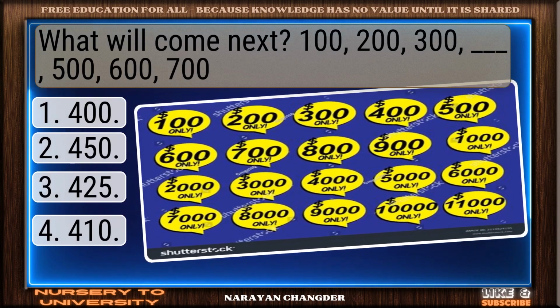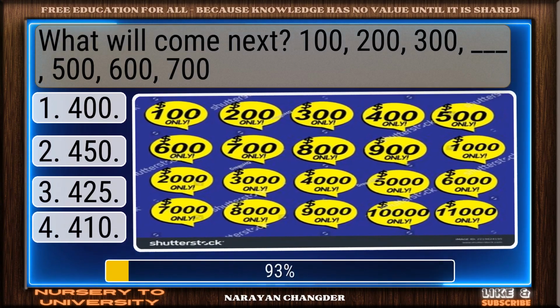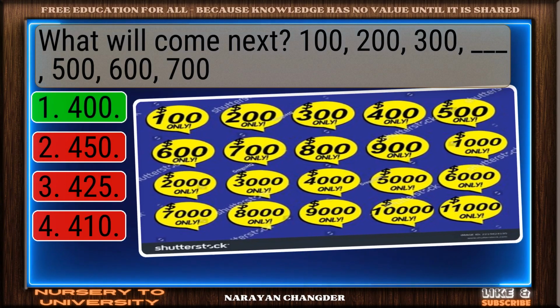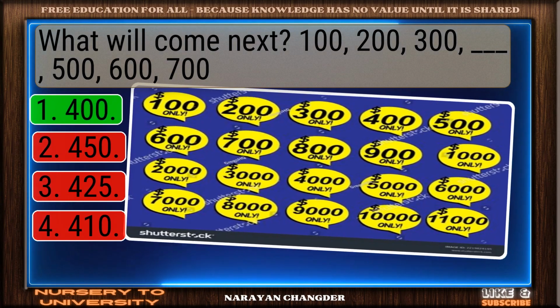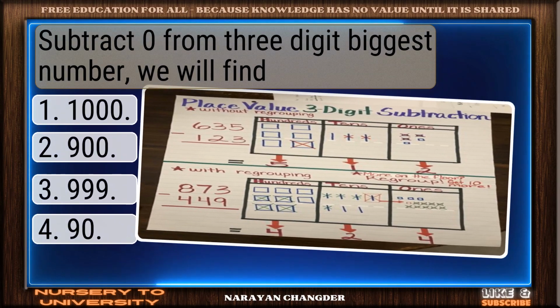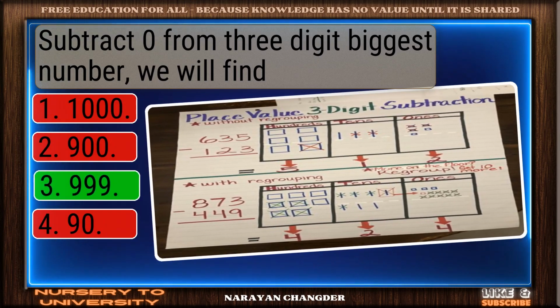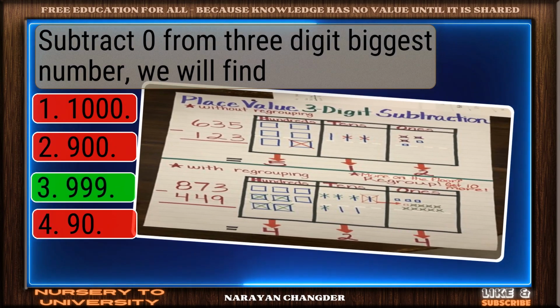What will come next? 100, 200, 300, dash, 500, 600. Nice work. You chose 400 and it is correct. Subtract 0 from 3-digit biggest number. We will find? Smart move. 999 is an accurate answer.